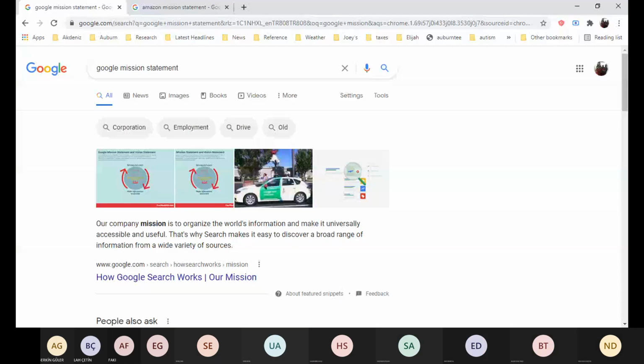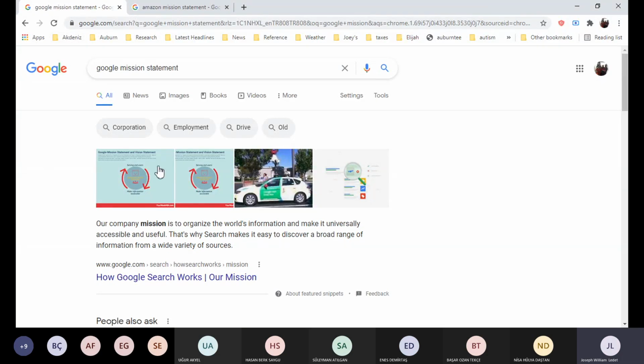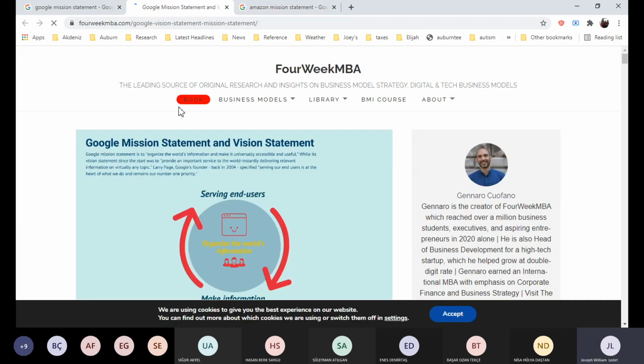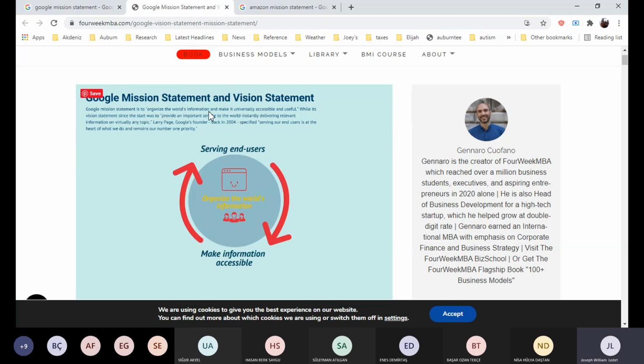Okay, so here we say, what is Google's mission statement? Google says about themselves that our company mission is to organize the world's information and make it universally accessible and useful. That's why search makes it easy to discover a broad range of information from a wide variety of sources. So we can also see this visually. They have an image here. Yeah, so organize the world's information and make it universally accessible and useful.